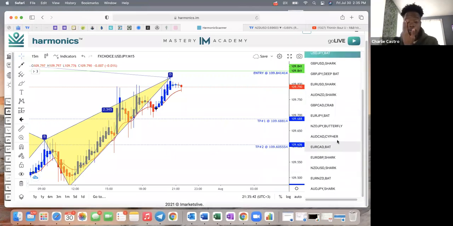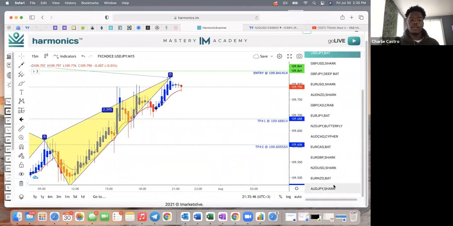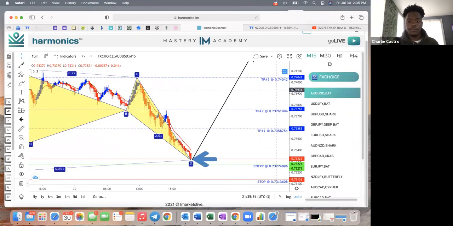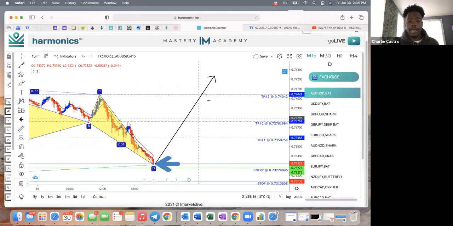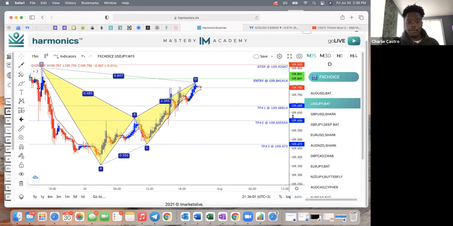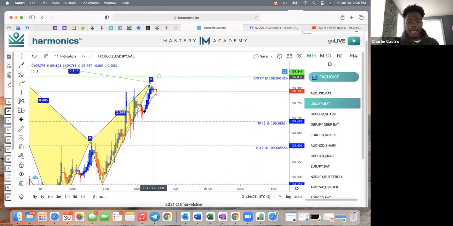So I'm going to scroll down. I have a few examples for you, right? And when you scroll down, you're going to find setups that have already been executed before. When you're looking at the scanner, the ones at the top are the ones that haven't been executed. See here, this hasn't made a move yet. Same thing for USD JPY. It hasn't made a move. It's still right in that reversal area.